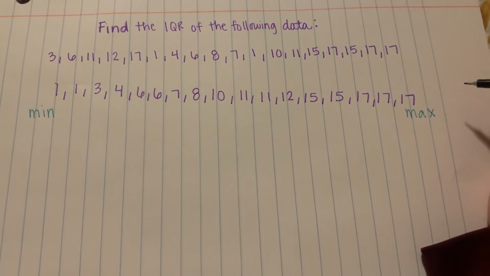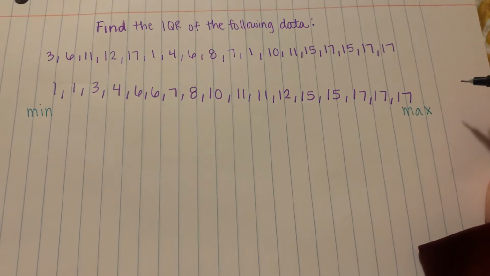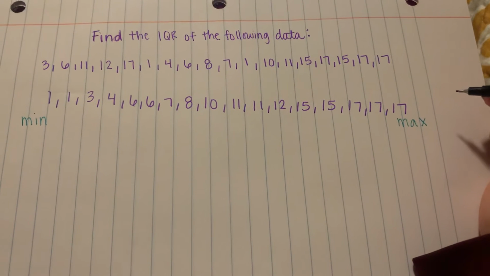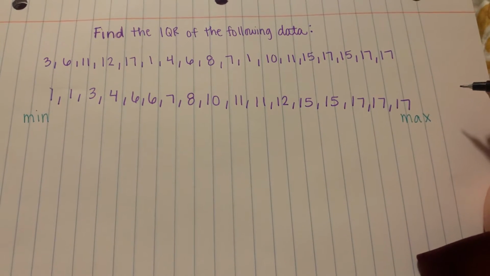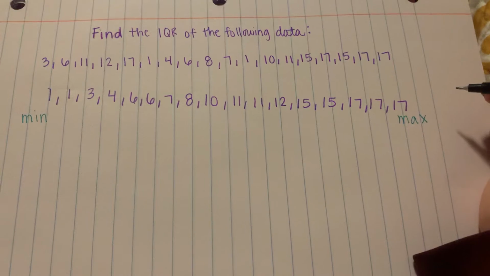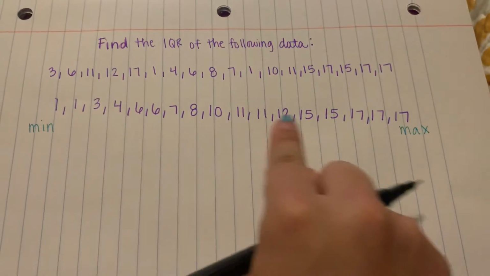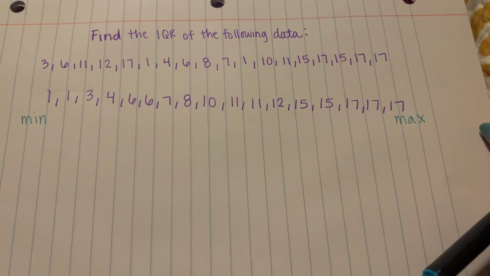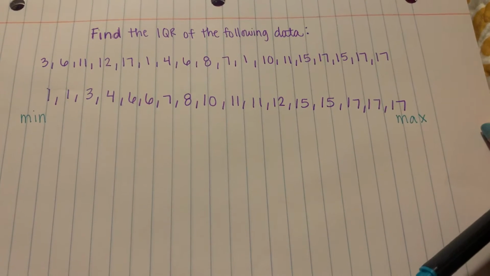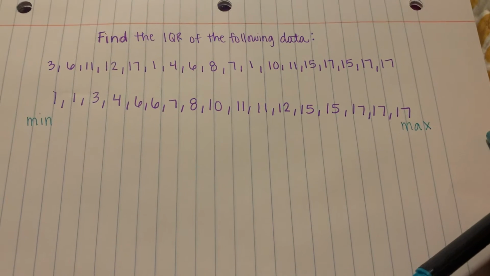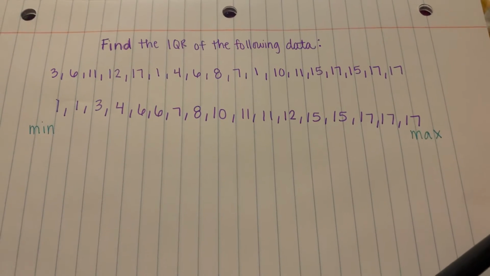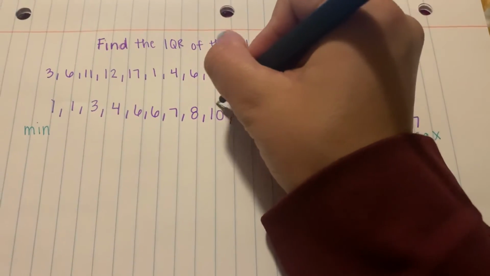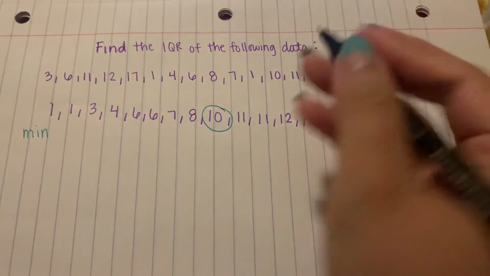Now, to find the IQR, I must first ask myself, what is the median of the data? I know that the median is the center value in an ordered data set. So let's go ahead and walk our way into the center and see where we end up. Great. What number did you get? Did you get 10? Because 10 is the median. Let's go ahead and check to make sure.